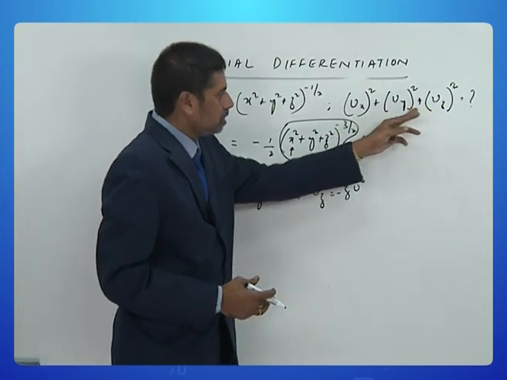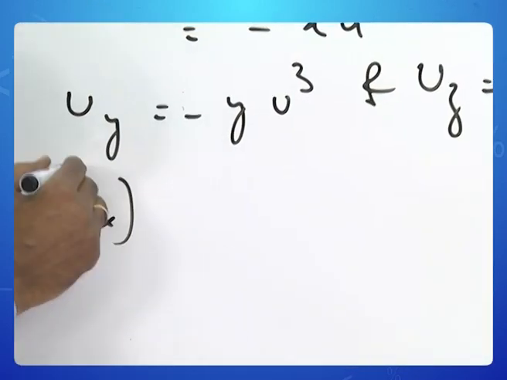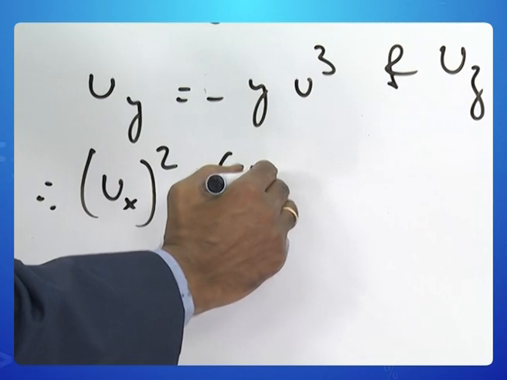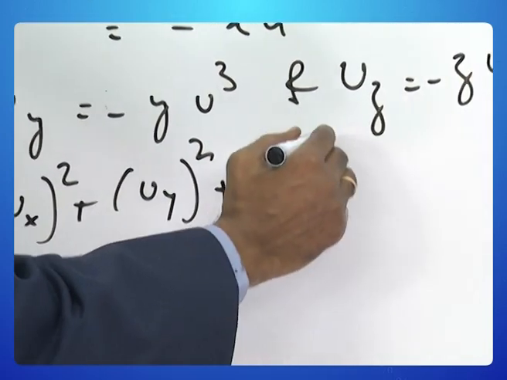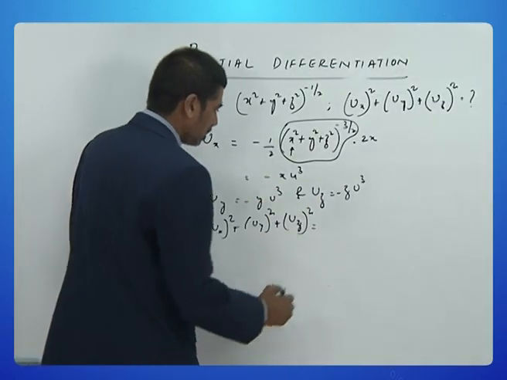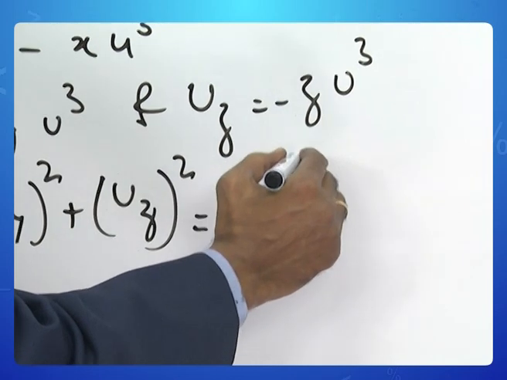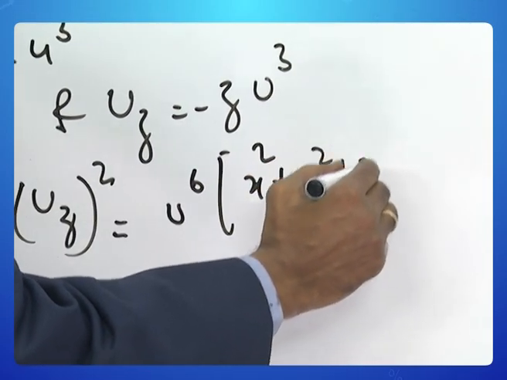Now, let us take this expression. Therefore, ux squared plus uy squared plus uz squared is equal to the sum of the squares of these things, which will give us u power 6 into x squared plus y squared plus z squared.